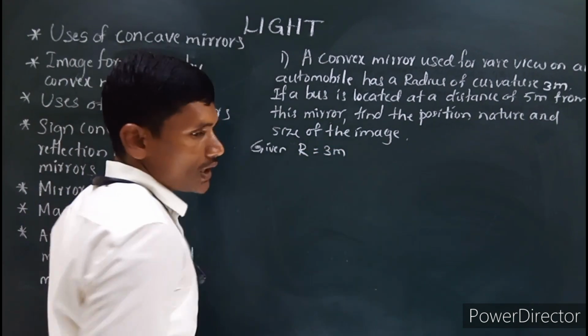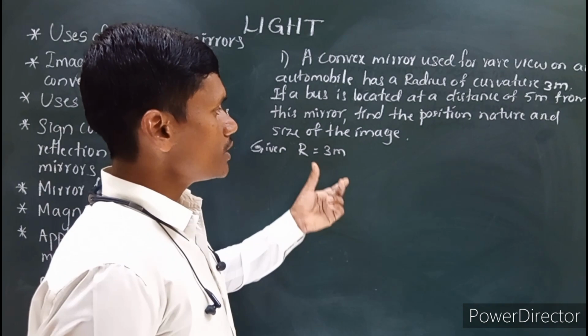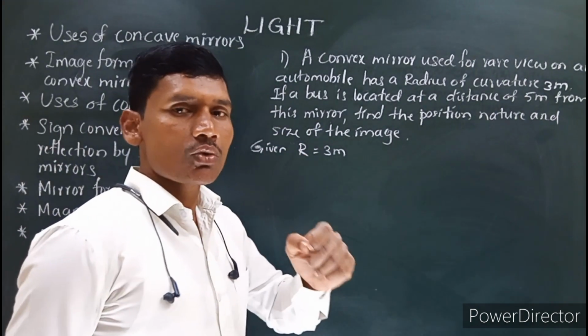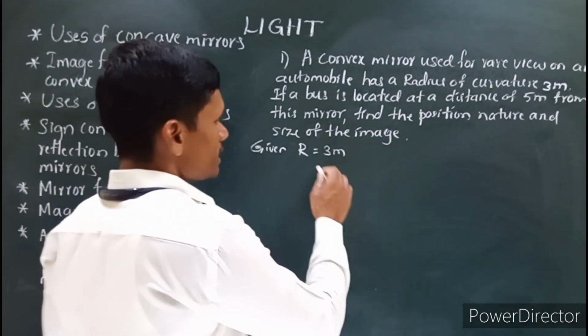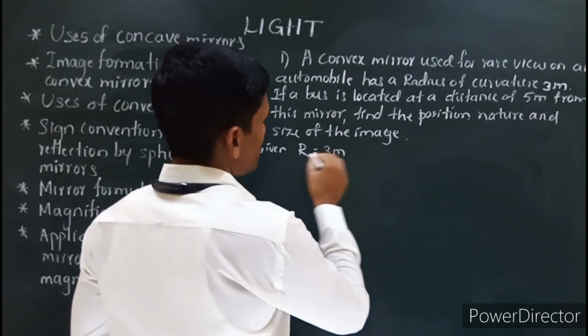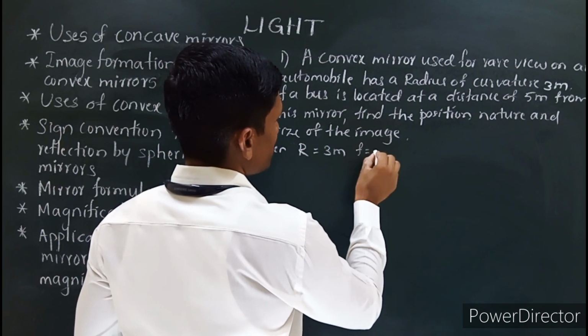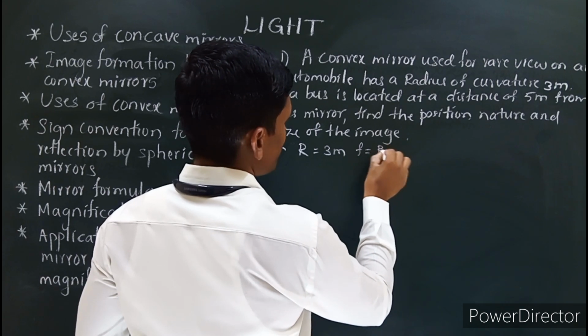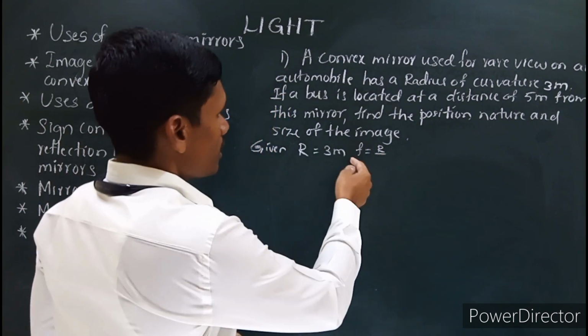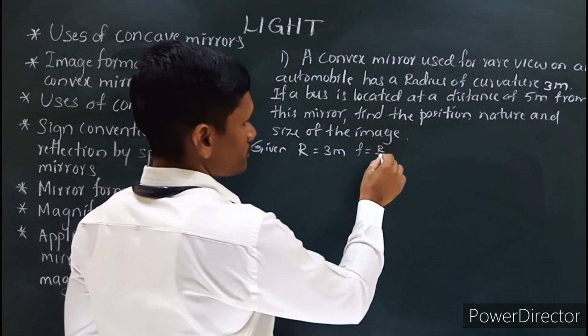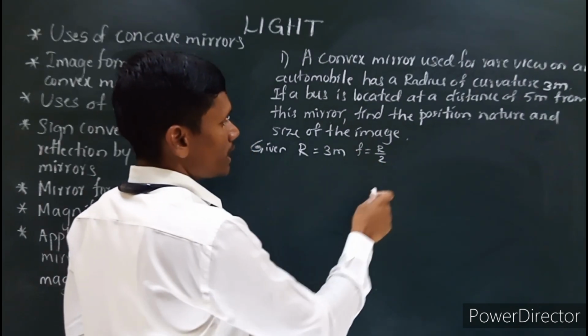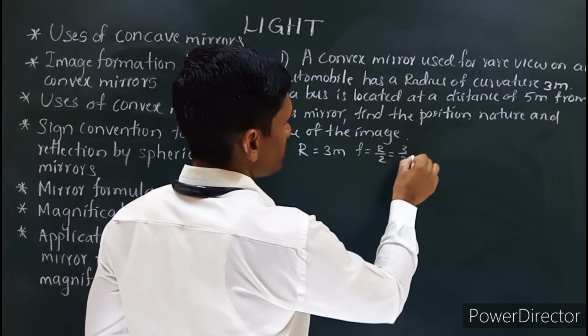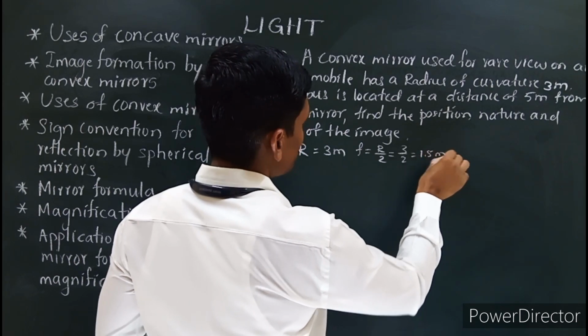It is given. If radius of curvature is given, according to mirror formula, we must know what is focal length. Focal length we can get from radius of curvature. What is that focal length? Focal length is nothing but f is equal to r by 2, because half of the radius of curvature is focal length. So 3 meter by 2 gives 1.5 meter.